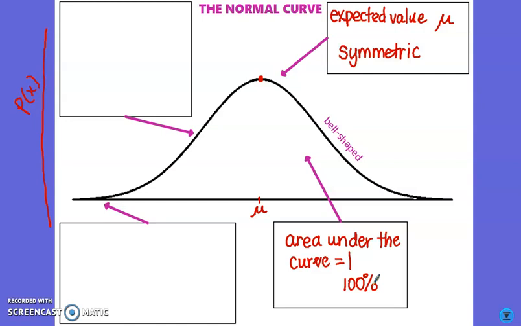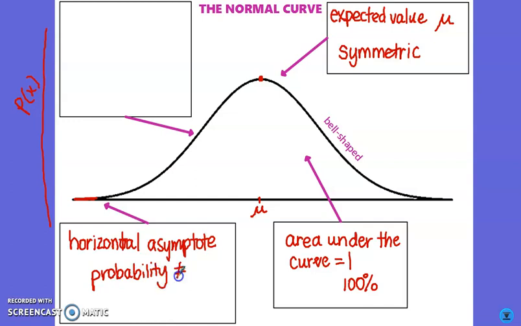This is for my pre-calc kids out there. I know it looks like this normal curve is touching this axis, but it actually never touches. That is technically a horizontal asymptote, which just means that it gets closer and closer and closer to 0, but the probability really never equals 0. It gets so low that it starts rounding to 0 basically, but technically that's a horizontal asymptote.